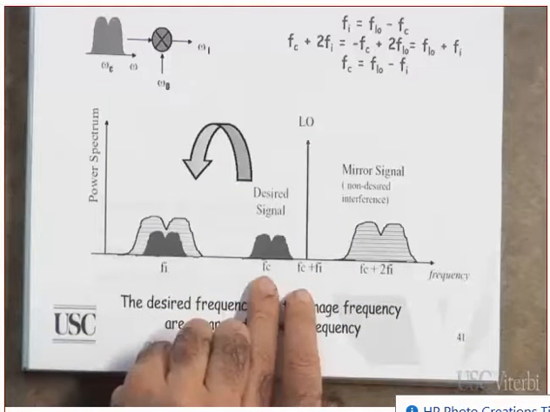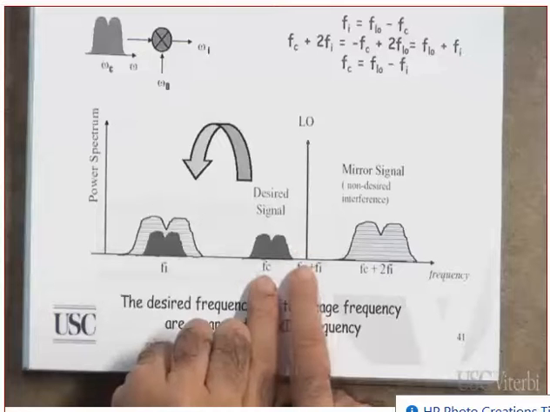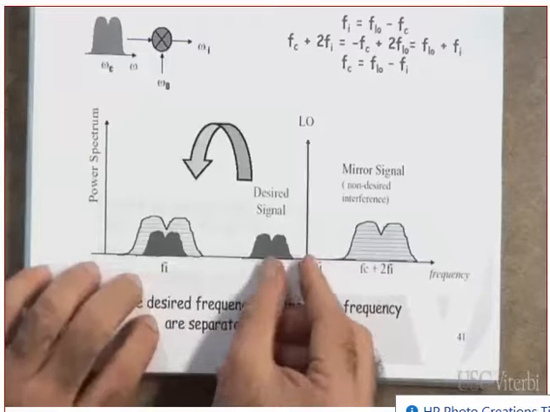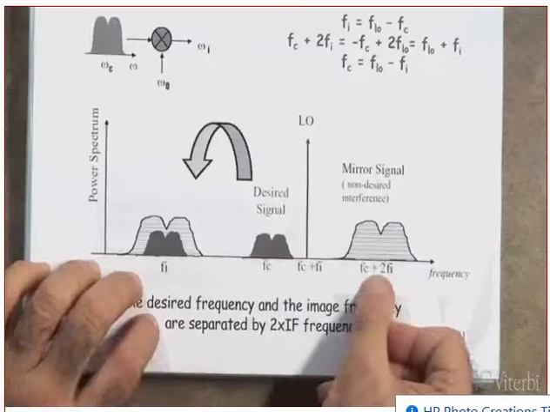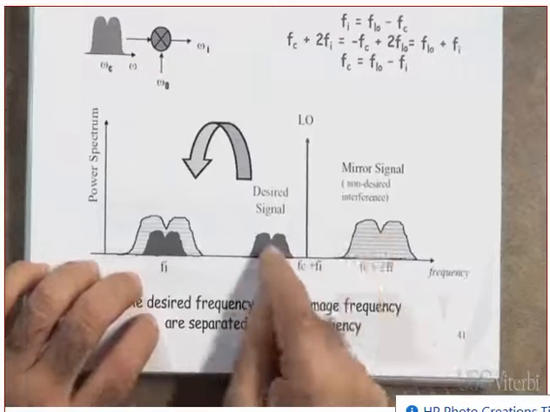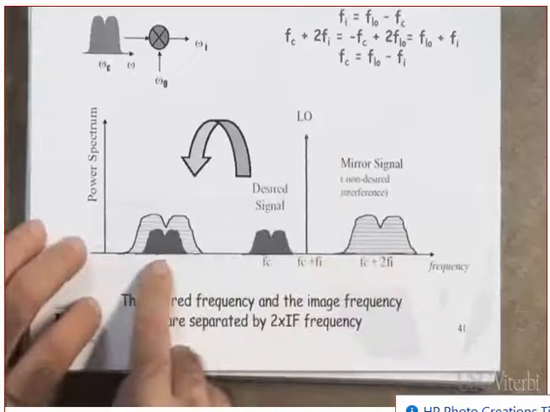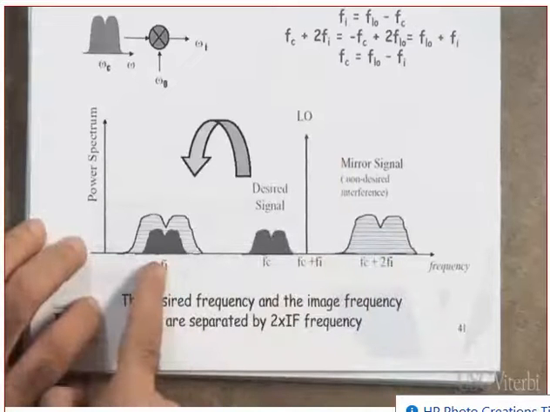By the way, what did we call this? High injection. High injection means the local oscillator is greater than this. Yes? What is the difference between this one and this one? IF. What is the difference between this one and this one? IF. When you mix it, both of them are going to IF. Can you remove it?